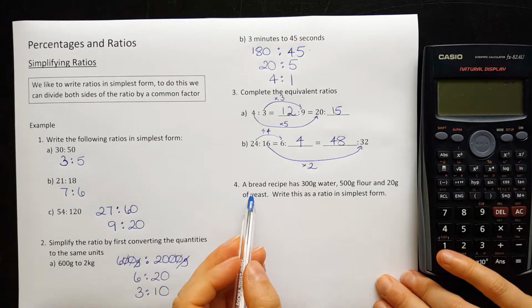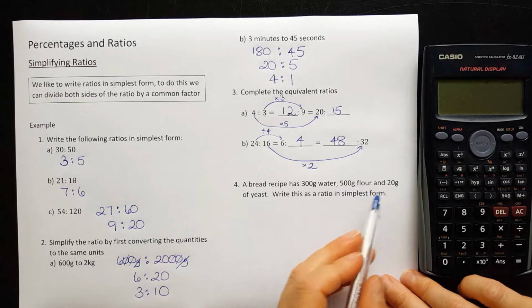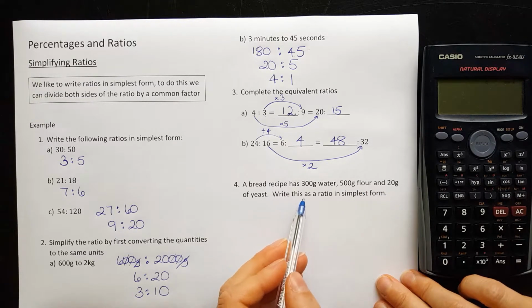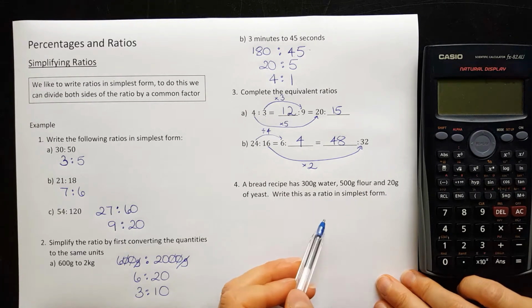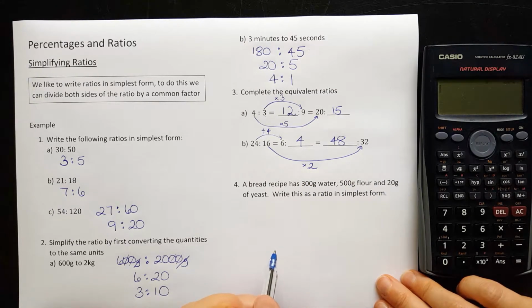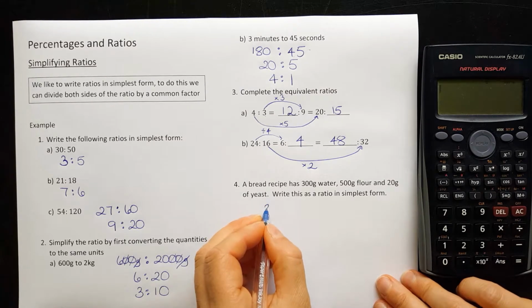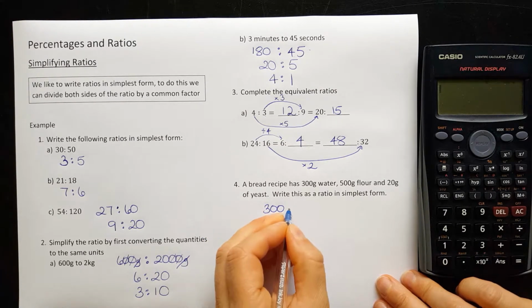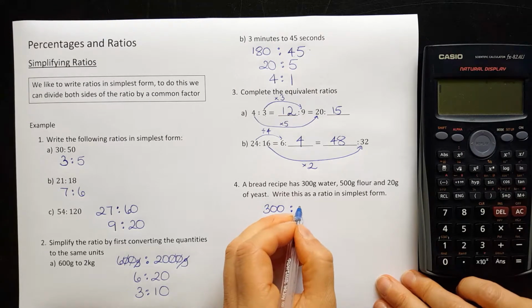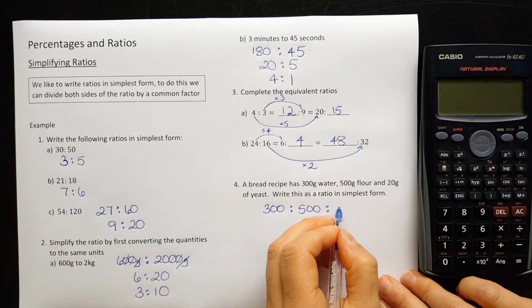Question 4. A bread recipe has 300 grams of water, 500 grams of flour, and 20 grams of yeast. Write this as a ratio in simplest form. So there are 3 things here that we're comparing. You can actually have more than 2 things in your ratio. To do that, we write our first amount, 300, to our second amount, 500, to our third amount, which is 20.